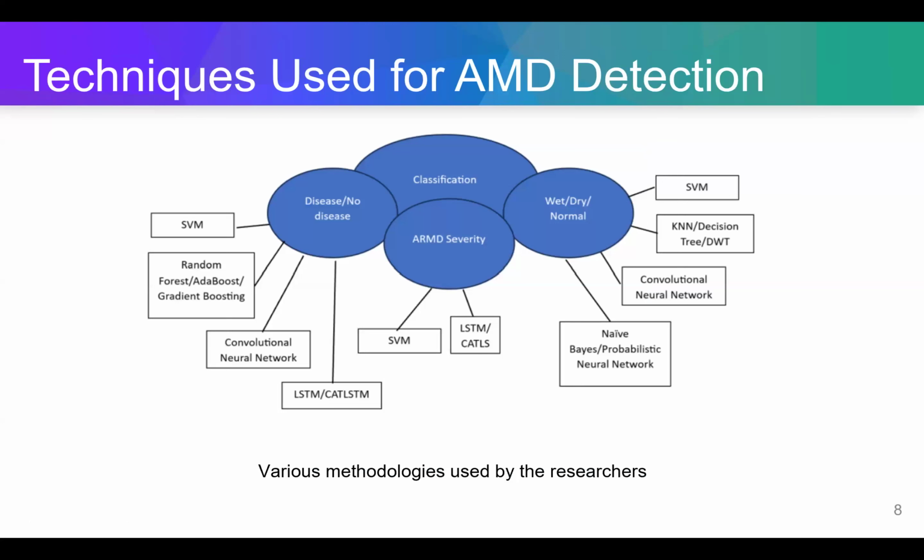As this is a review paper, these are the different techniques which have already been used for different categories. For classification of the image into disease or no disease, SVM, random forest, AdaBoost, CNN, and LSTM algorithms have been used. And to check the severity, SVM, LSTM, and CatBoost are used. And to categorize into wet, dry, and normal images, naive Bayes, CNN, KNN, decision tree, and SVM algorithms have been used.